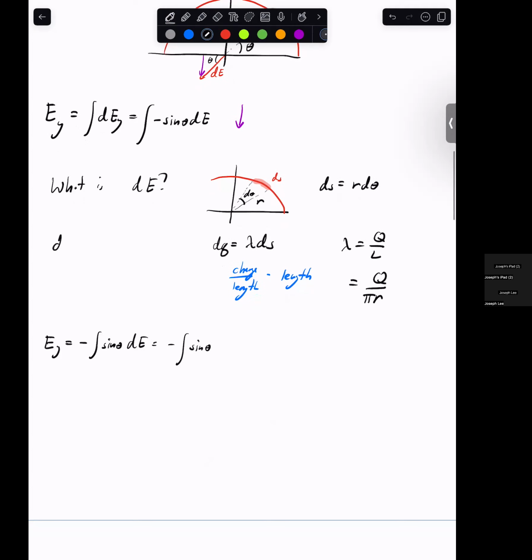So we use Coulomb's law. Remember that dE is equal to k dq over r squared. Conveniently, the distance from the origin to any point on the ring is just the radius, so that stays the same. Remember, so k dq over r squared. We now know what dq is.